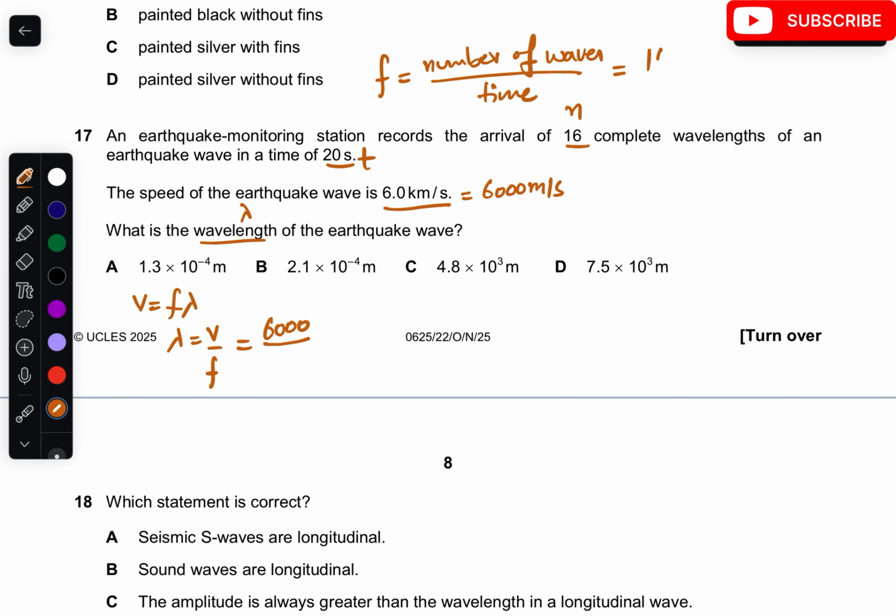Okay, so the number of waves is 16 and time is 20. So you will get frequency 0.8 hertz. You just have to put this here and it will give you 7500. Or you can write it in the standard form 7.5 × 10 raised to power 3. It's option D that is correct.